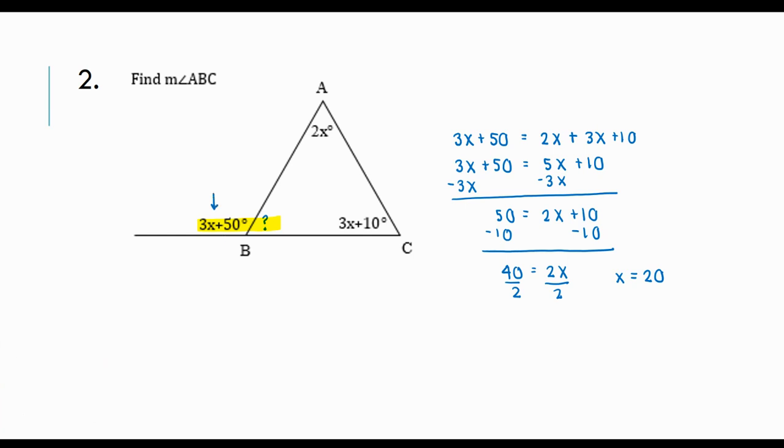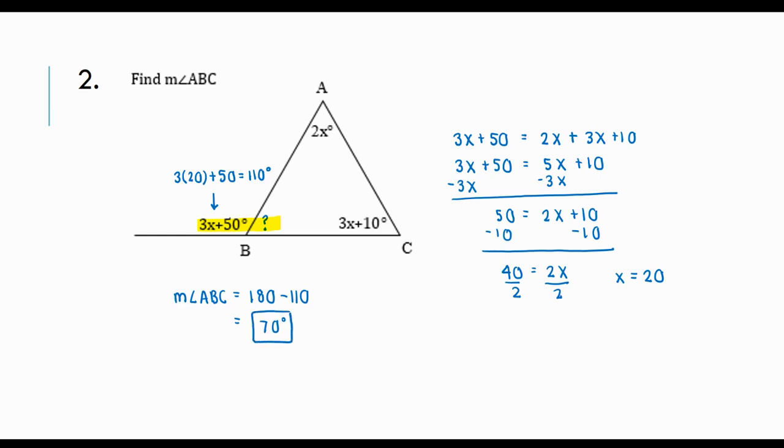I'm going to substitute in the 20. So we'll have 3 times 20 plus 50. Well, 3 times 20 is 60. 60 and 50 give us 110. So that's a 110-degree angle. So the measure of angle ABC, I can then take 180 minus 110, and so that tells us that we have a 70-degree angle. So that's one thing.